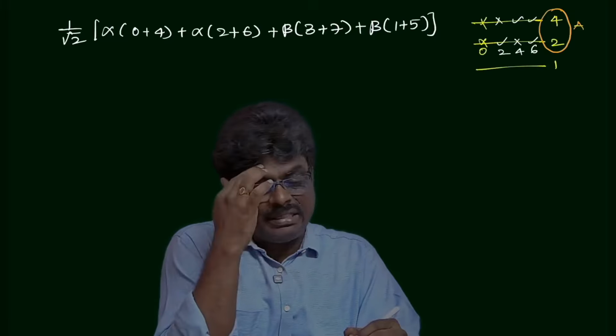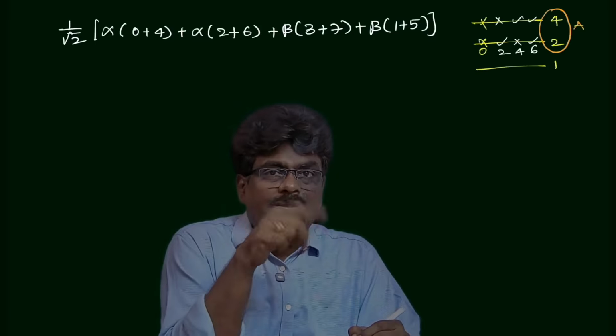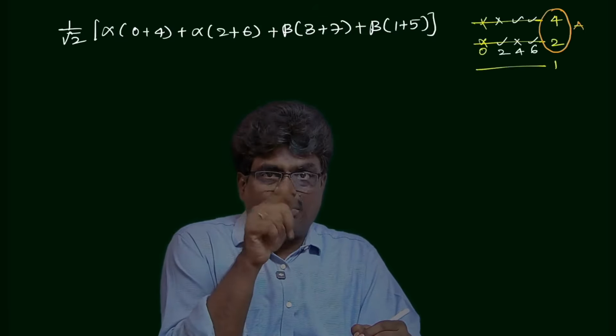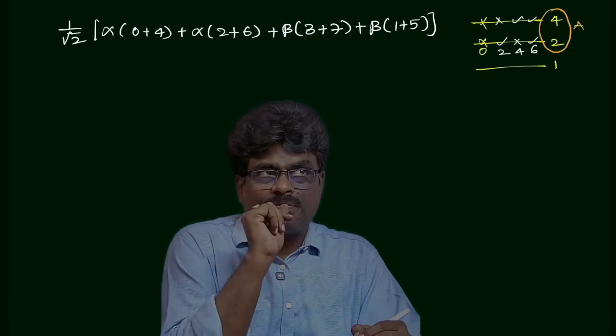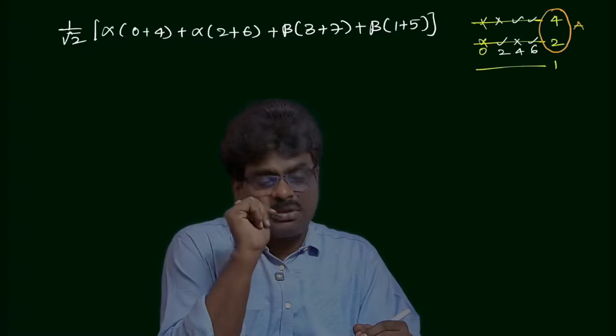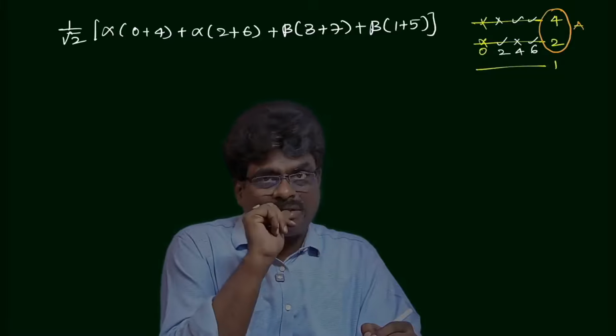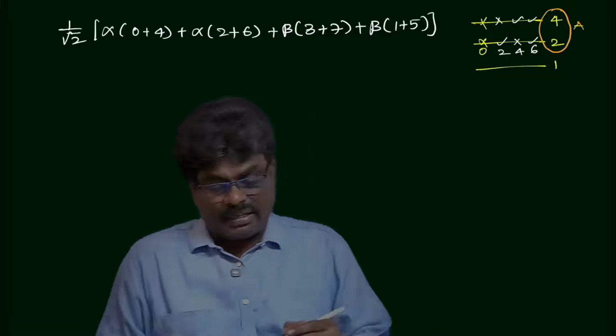No need to get tension, this 0 is a 0 0 only. 2 stands for whatever we have taken there, 0 1. This 4 stands for 1 0 and 6 stands for 1 1. That I will explain, no need to get tension.